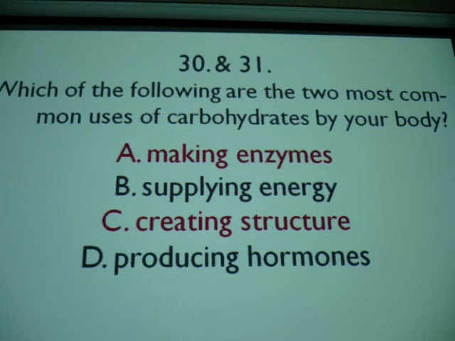Which of those two is the most common way your body uses carbs? How do you use carbs? Energy. Supplying energy. You make the energy with carbs, and what else? Creating structures. Those ID tags on cells, that's carbohydrate. Hormones are made by proteins and lipids. Enzymes are made of proteins.